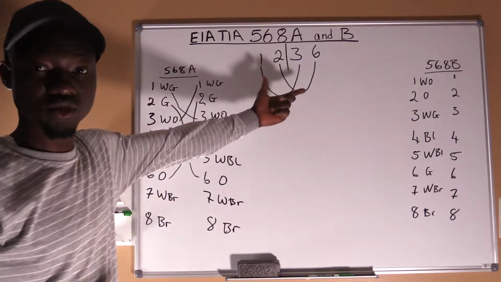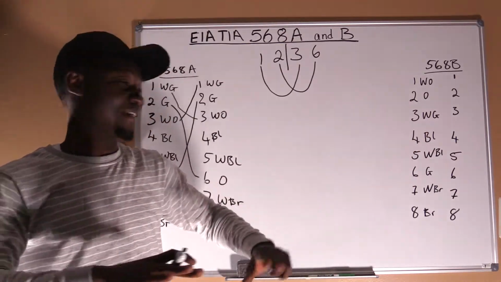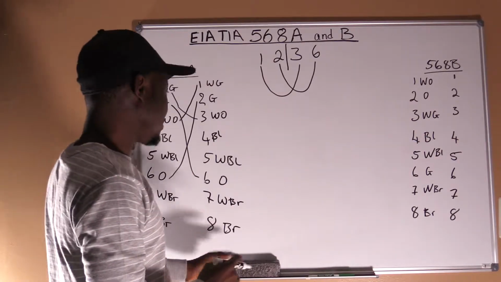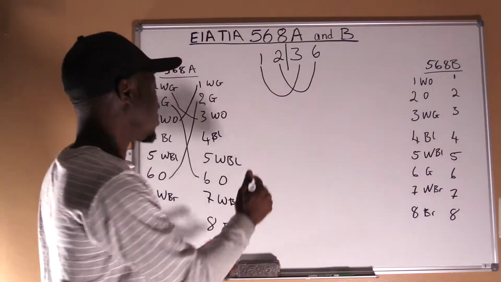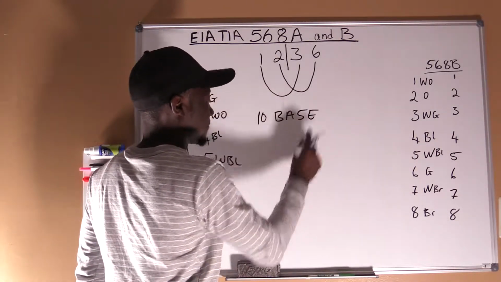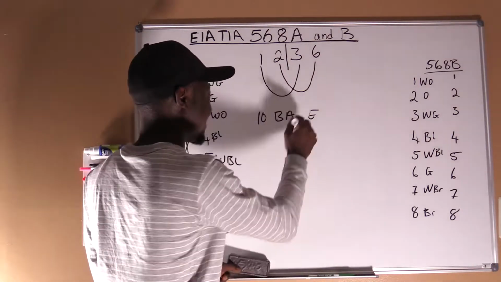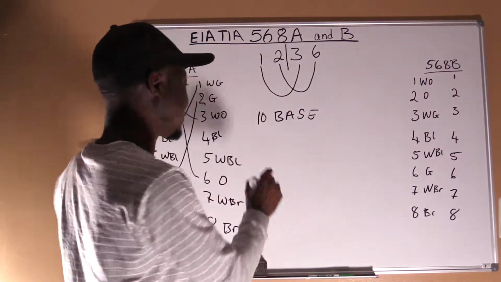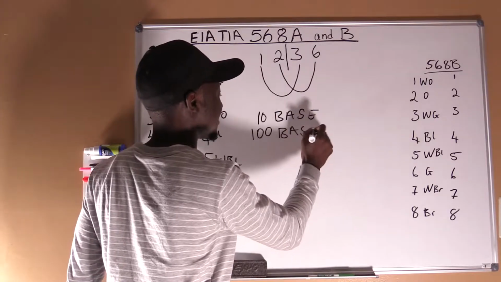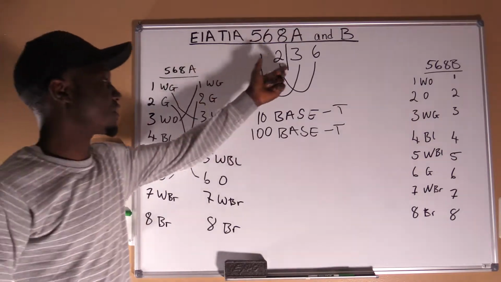Same numbers as a straight through. The only difference is the straight through goes straight across, and then the other one just connects to different numbers. Alright, so now, this is for your 10 base T. That's for your 10 base T, 100 base T connection. So you only need a 1, 2, 3, 6.